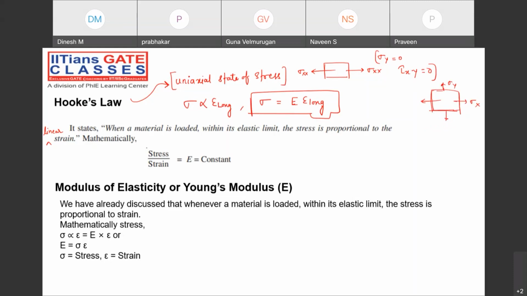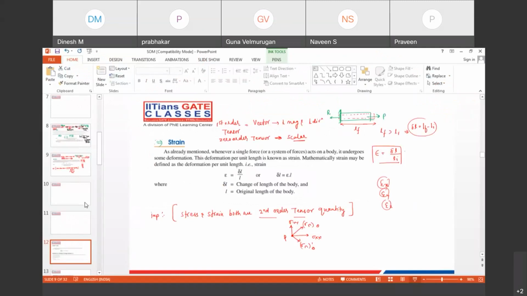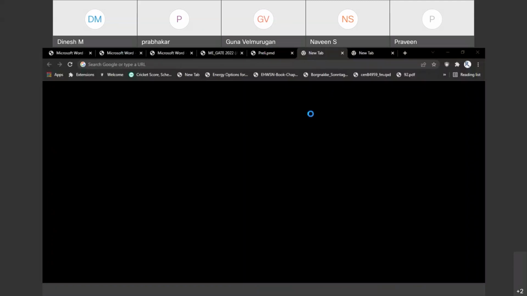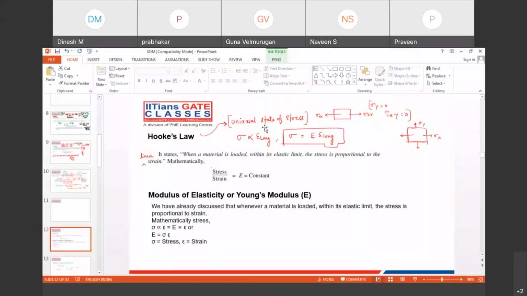Now, done, all of you? To clearly tell you the meaning of proportional limit and elastic limit, let me discuss the stress strain curve. Shall we discuss the stress and strain curve? Tell me, guys. Perfect. Now, try to understand.